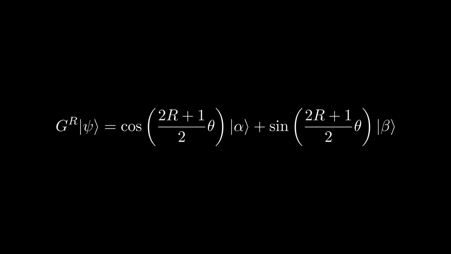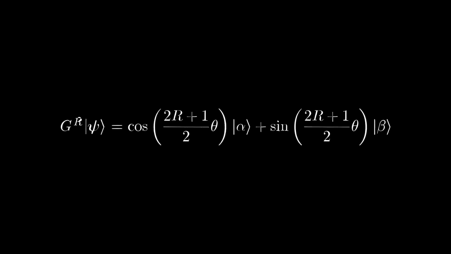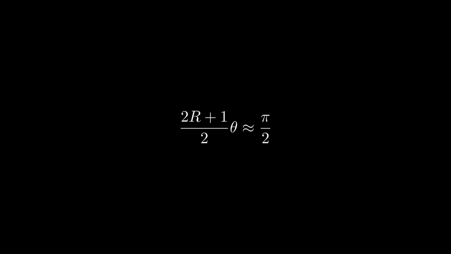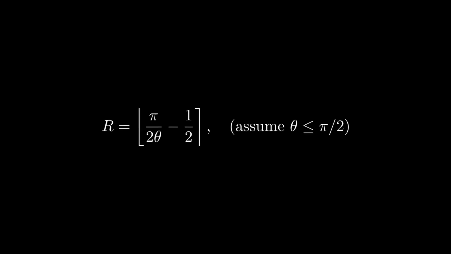To maximize the amplitude of the beta component, we need the alpha component to vanish, meaning that cosine of (2r plus 1)/2 theta must be close to 0. In other words, we have that (2r plus 1)/2 theta can be chosen to be pi over 2. Rearranging this expression, we have the following approximate expression for r. Now, of course, r must be an integer, so we have that the true value of r is simply this expression rounded to the closest integer, since the closer we are to this value, the higher the amplitude of beta will be.